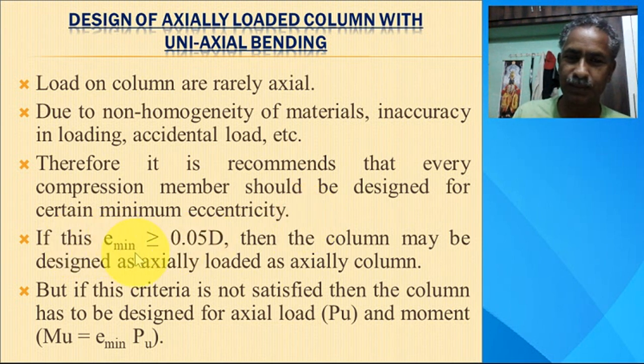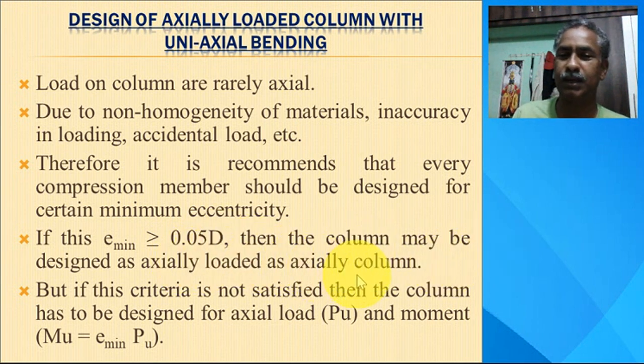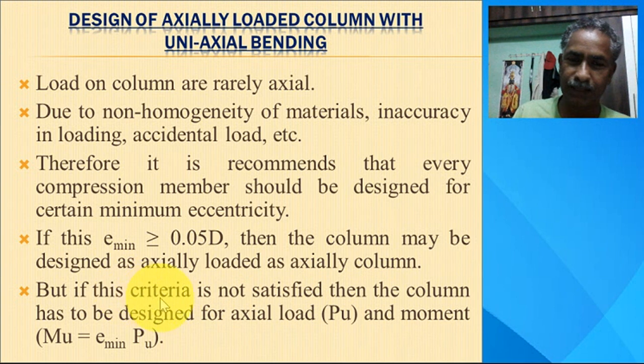So, if this minimum eccentricity is less than or equal to 0.05 times D or B, then the column can be designed as an axial loaded column. Otherwise, we design it as axial load with uniaxial or biaxial bending. If this criterion is not satisfied, the column is designed as a uniaxial load with moment, and this moment is equal to Ex minimum or Ey minimum multiplied by the ultimate load Pu.